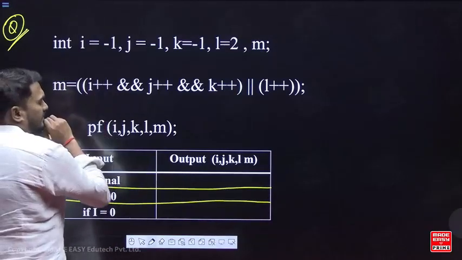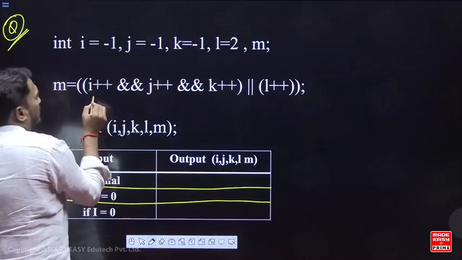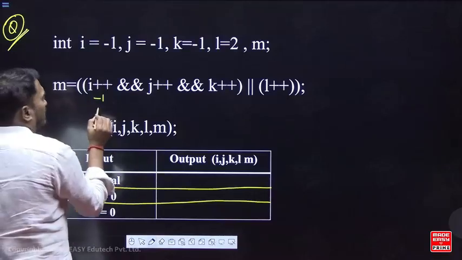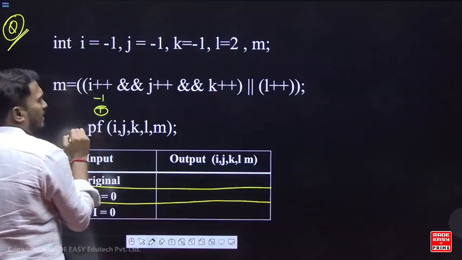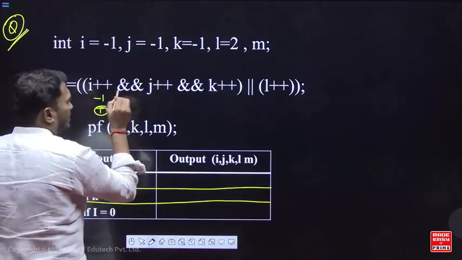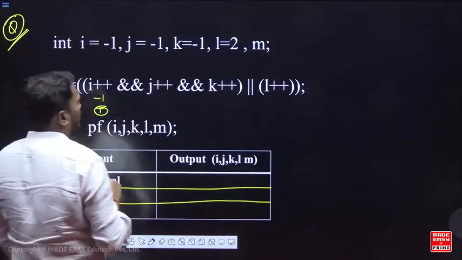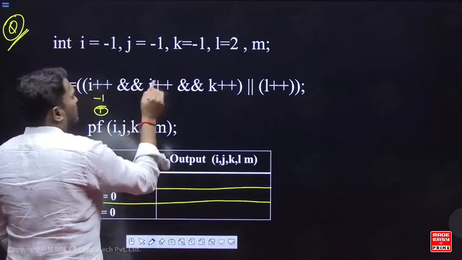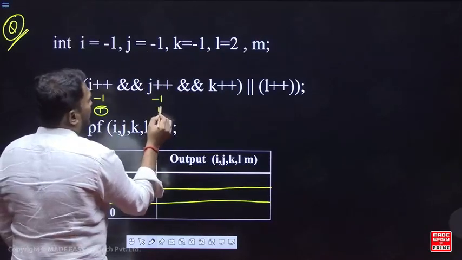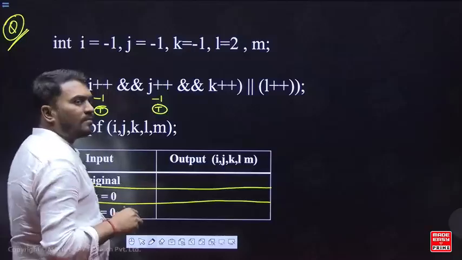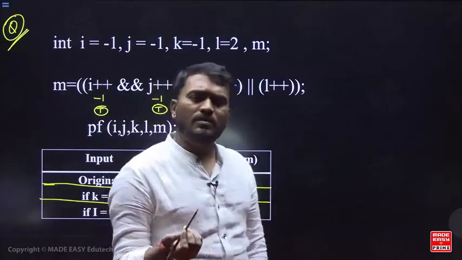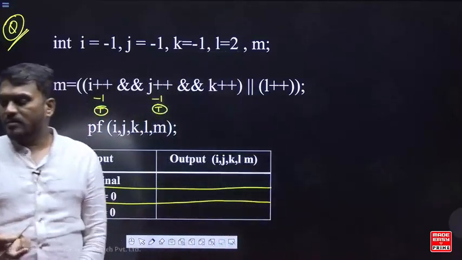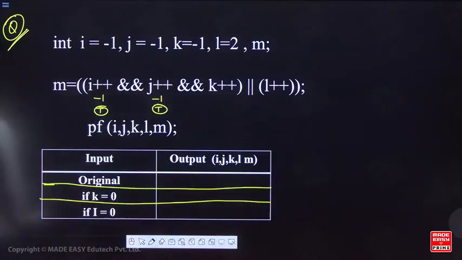I plus plus. Listen here. I value you take it as what? -1. Post increment, you take i value -1. So -1 is treated as true or false? True. If it is true, you are having AND operator, so this also you have to evaluate. So j plus plus. J value you take it as -1. So -1 is true or false? True, because all non-zero is true and 0 is false. Yes or no, right? All non-zero is true and 0 is false.